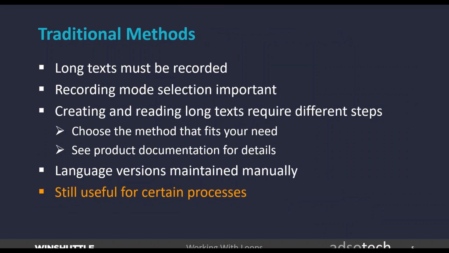So the two before mentioned so-called traditional methods, they both mean that the text object, the long text, has to actually be recorded. So when you are recording something with Winshuttle, you have to actually go in and update a long text, or whatever you are doing with the long text. It's also recording mode specific.